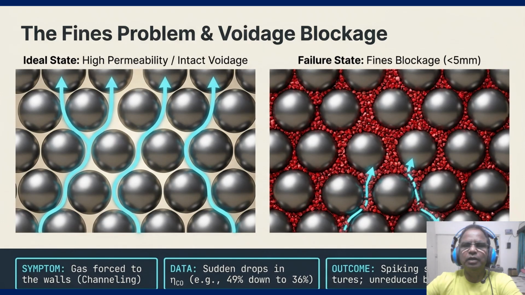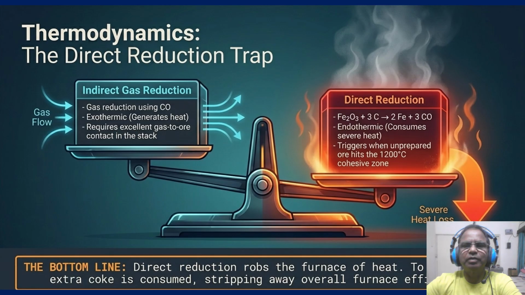So, coming to the direct reduction trap, which is related to the thermodynamic trap, we need to talk about the balance of reduction. Look at the scale visual in the center. On the left, in the light blue box, is indirect gas reduction. It's exothermic, it generates heat, and it's our best friend. On the right, highlighted in the fine orange, is the direct reduction trap. This happens when unprepared ore hits the 1200 degrees centigrade cohesive zone.